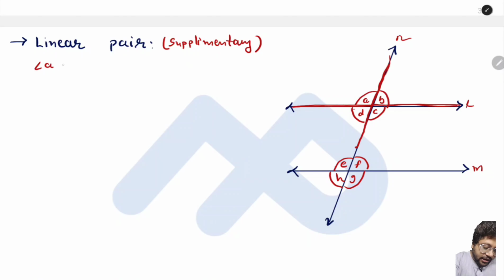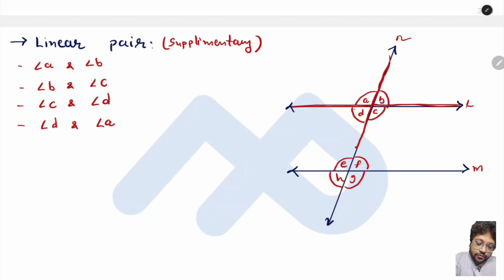Angle A and angle B, if you see, form a linear pair because they are adjacent to each other, they have a common arm, and they add up to 180. They are on one single straight line. Similarly, angle B and angle C are also a linear pair. Angle C and angle D, similarly angle D and angle A. These four are linear pairs which are on the same line L.